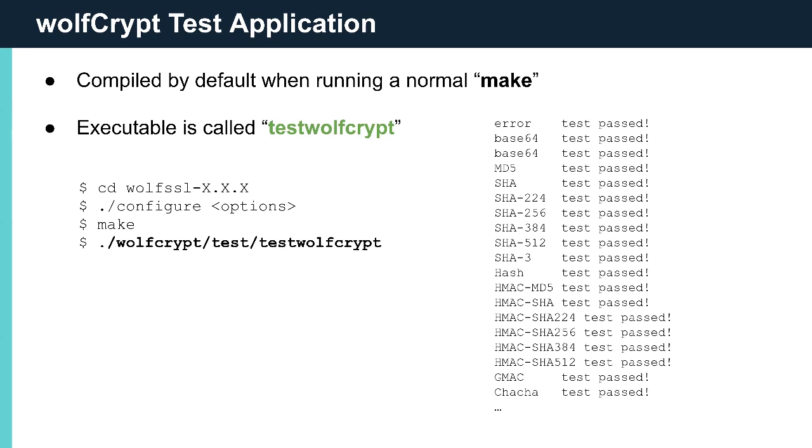The wolfCrypt test is compiled when you run make. The executable is called test wolfCrypt and located under the wolfCrypt/test directory. When you run it, you're going to see some output that just essentially says each test passed, or if a test failed, that would also be called out there.